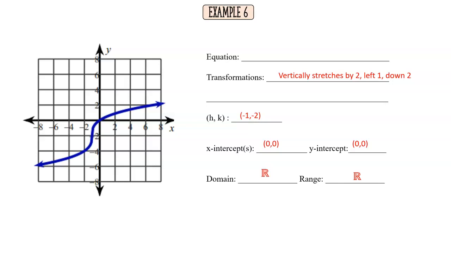So last step. What is the equation? Here's the deal. If it goes left 1, insiders lie, am I going to put a plus or a minus 1? Plus 1 on the inside, minus 2 on the outside. Of a cube root function. This is a cube root. And since it stretches by 2, I'm going to have to make sure I got a little 2 right here. So stretches by 2, left 1, because it's a liar, down 2 is not a liar. Okay? I know that's a lot all at once.